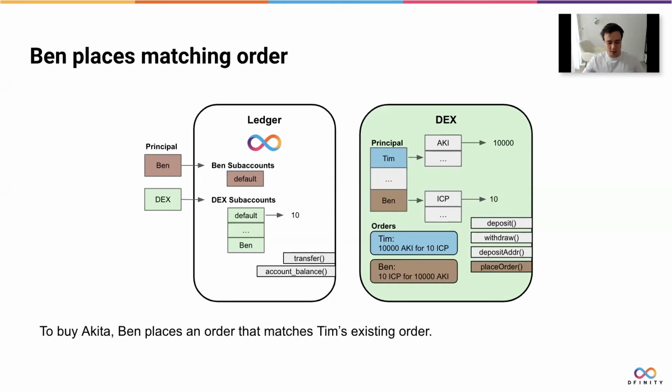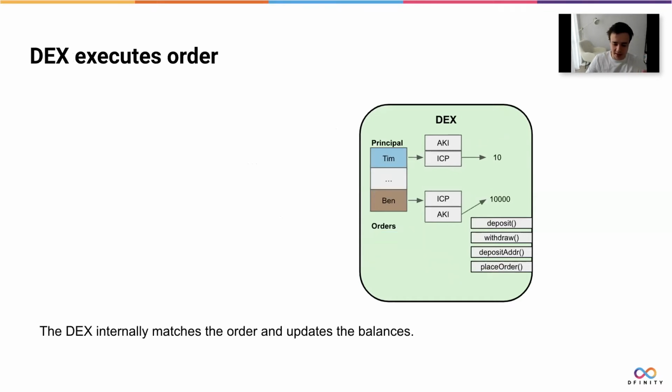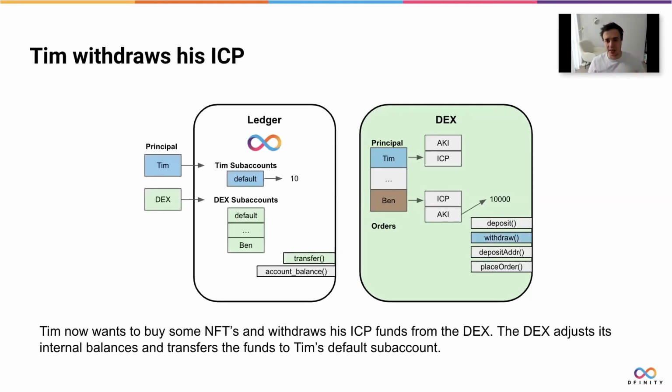Ben goes ahead and places his buy order. The DEX then, according to some logic, sees that these orders match and executes them by internally updating its table. Now the trade is complete, and we can even do some more trades. That's the main advantage of our design, because now all the interactions happen on the DEX, which makes it easy, efficient and cheap to do these trades. But at some point I want to take back custody of my funds.